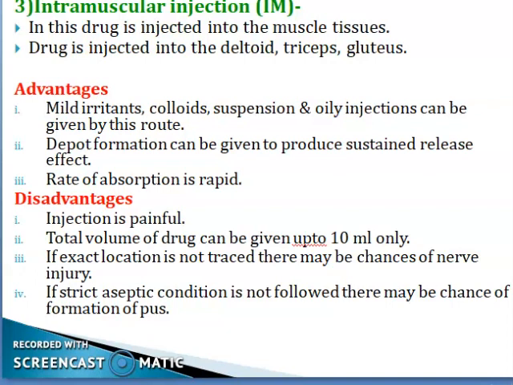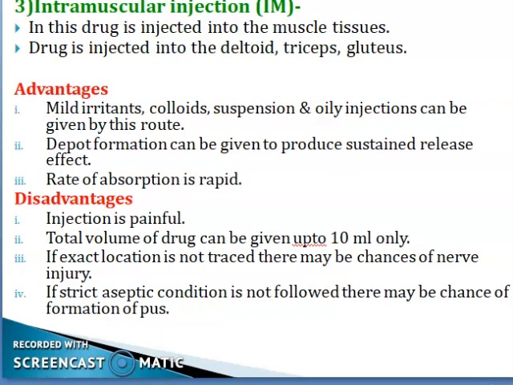Okay, now next one is the total volume of drug that can be given is up to 10 ml only. So only up to 10 ml volume of the drug can be given by this route. Next one is if the exact location is not traced, there may be chances of nerve injury. So if by the intramuscular route the exact location is not properly identified, there may be chances of nerve injury if the location is missed. And last one is if strict aseptic conditions are not followed, there may be chances of the formation of pus.